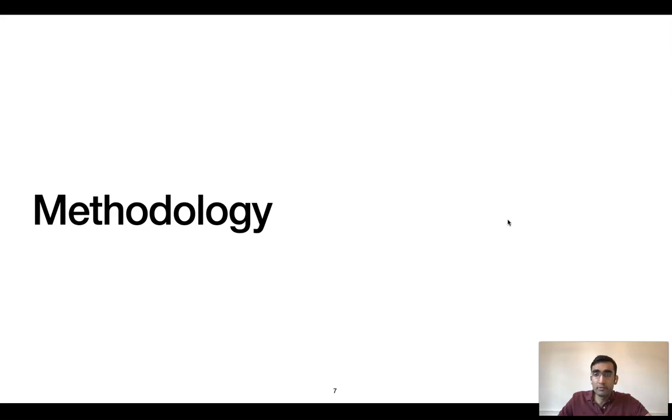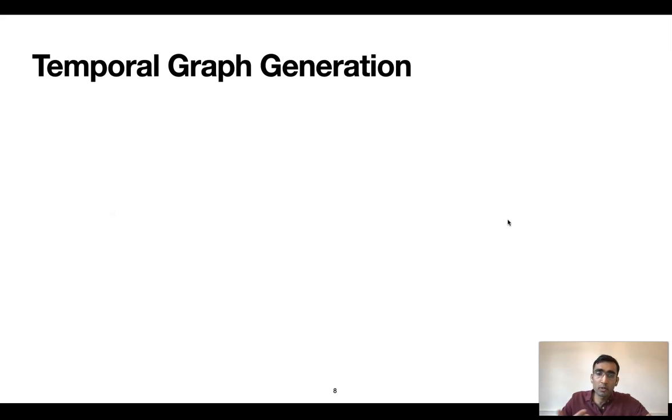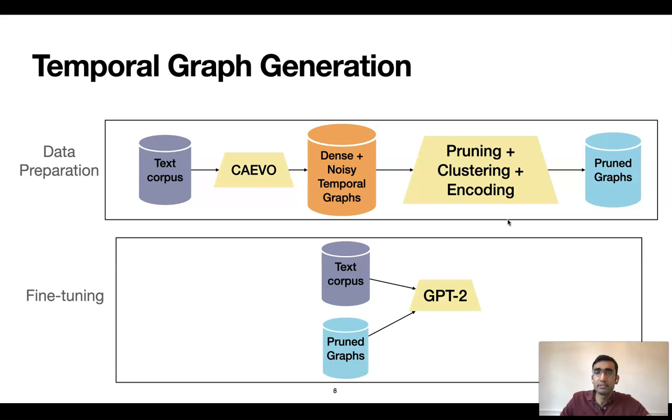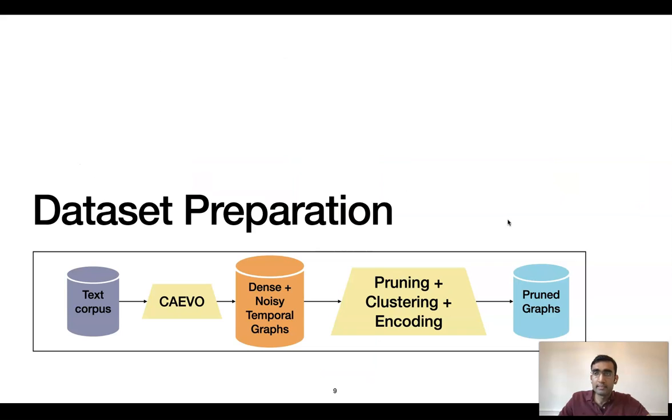So with the problem definition out of the way, let's look at how we approach this. There's two broad components. First is preparing data and second is fine-tuning. So let's discuss each of them piece by piece. In terms of data preparation at a very high level, we have a text corpus that we feed to Kaibo to extract dense and noisy temporal graphs. We then employ pruning and clustering techniques and encode each of the graphs to create a corpus of pruned graphs.